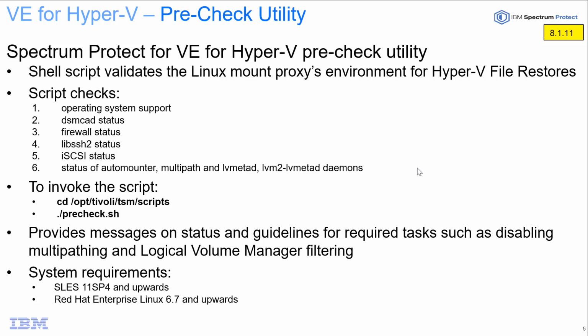So in summary, this new precheck script allows you to check the prerequisites for the Spectrum Protect for Virtual Environments for Hyper-V Linux mount proxy server that'll be used to do file level restores. You can run it as often as you like. It does not do any damage. And that script is provided if you want to take a look inside the script itself.